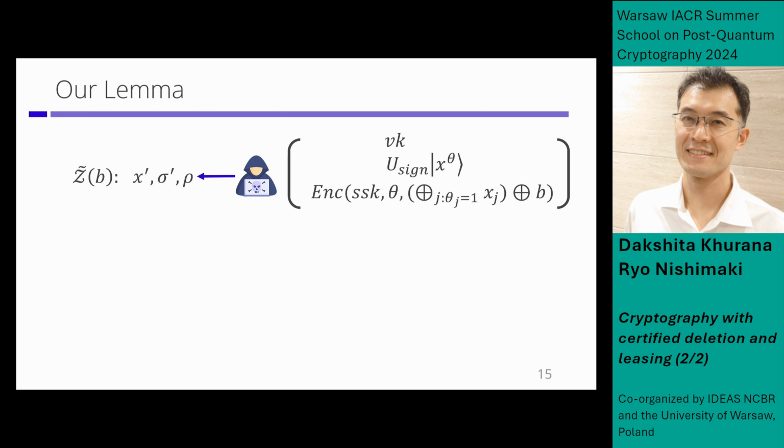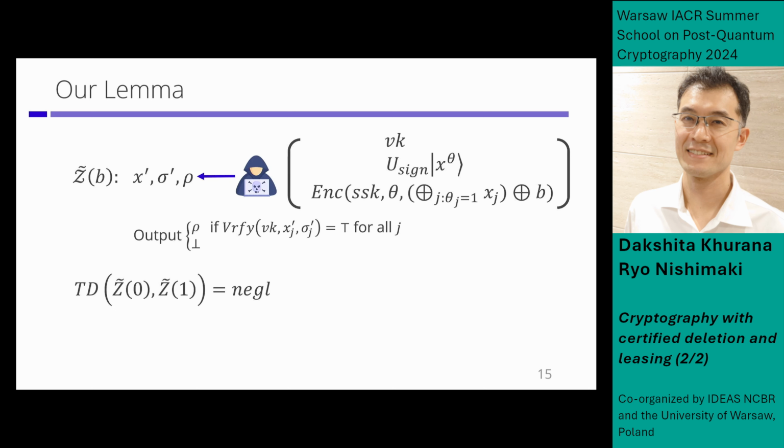So here is our lemma. Now the adversary is given the public verification key vk and the BB84 state with the signing unitary applied, and the encryption of the secret signing key, θ, and the masked plaintext. Even when the verification is to check all the signatures, even in this setting, the trace distance of the two experiments is negligible.